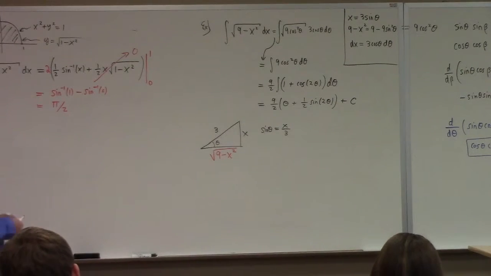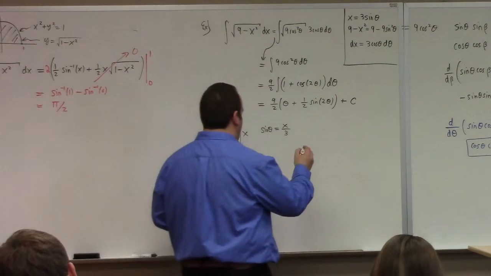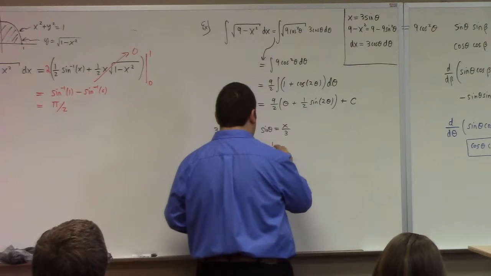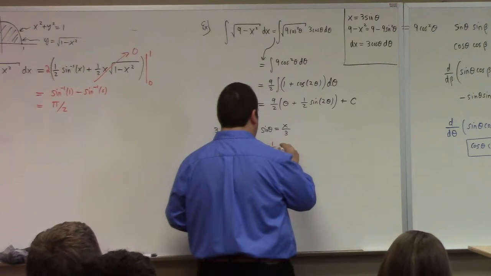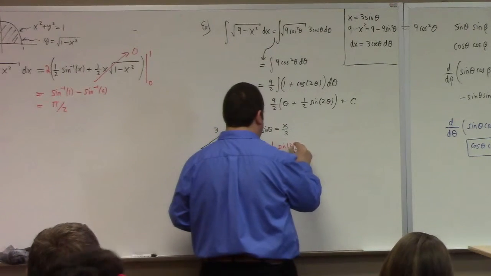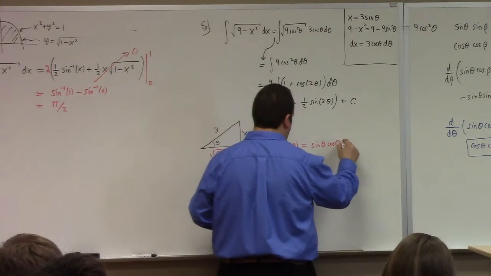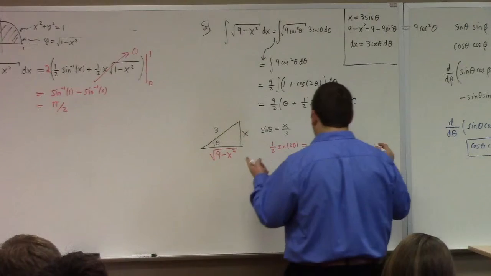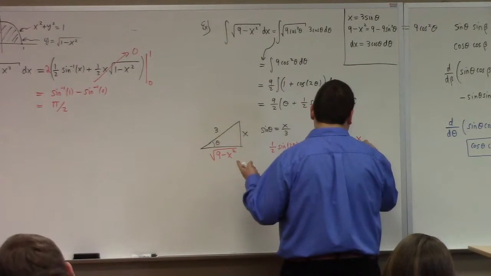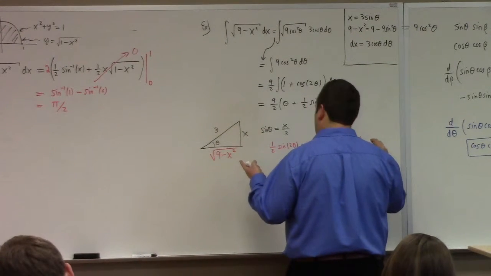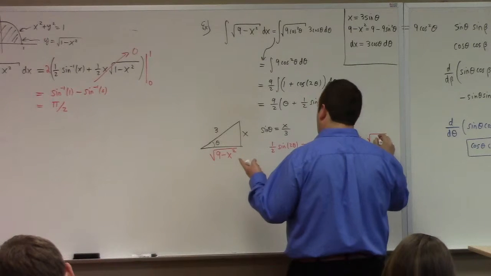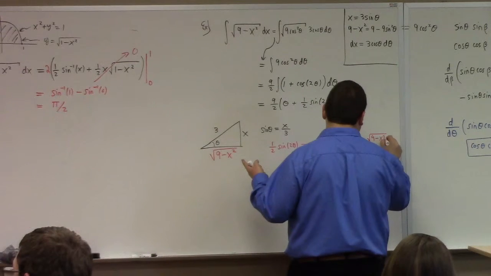So what is sine 2 theta? Well, I guess 1 half sine 2 theta is actually equal to what? Sine theta cosine theta, right? But in view of the triangle, that's actually x over 3 times the square root of 9 minus x squared divided by 3.